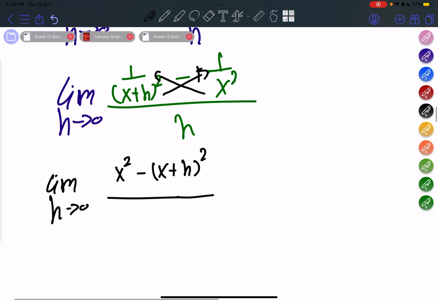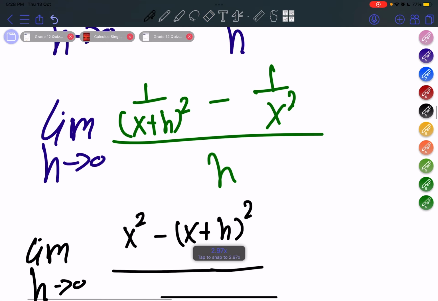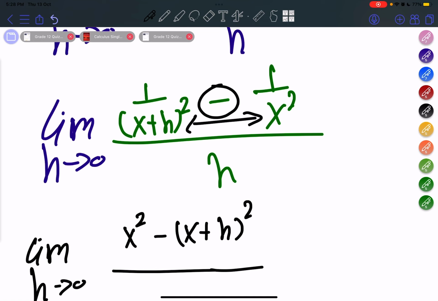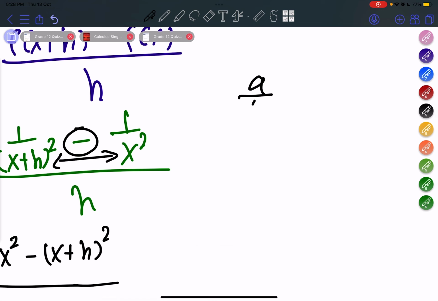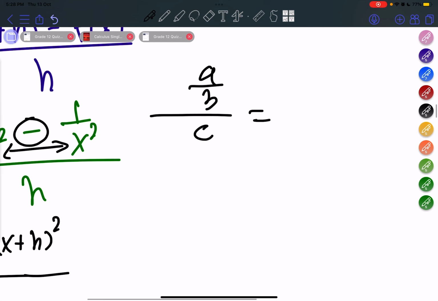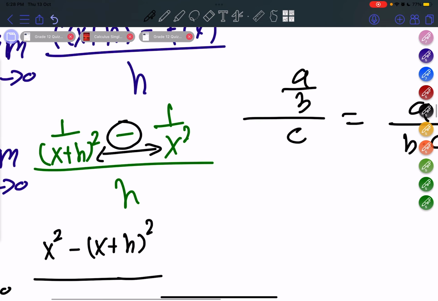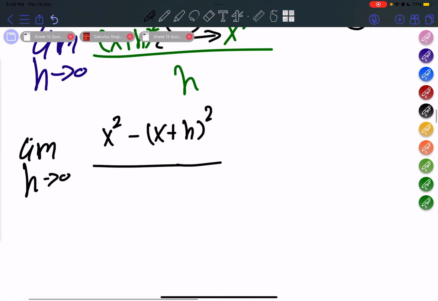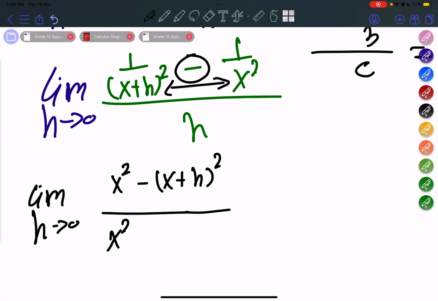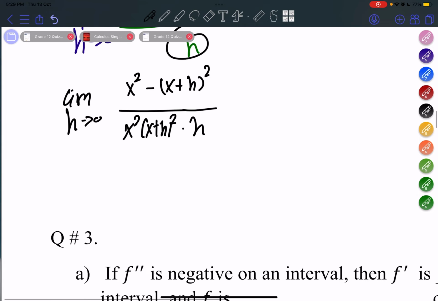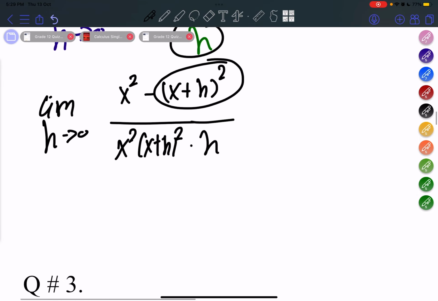And since we will multiply the denominators together to make them common and be able to use the subtraction in fractions, we will write them in the denominator. Why? Because if we have a over b over c, it's the same as a over b times c. So we have a denominator over denominator. Hence, we will write it as x squared times x plus h whole squared times h, the same thing, we didn't change anything with it. And now we will expand x plus h whole square.